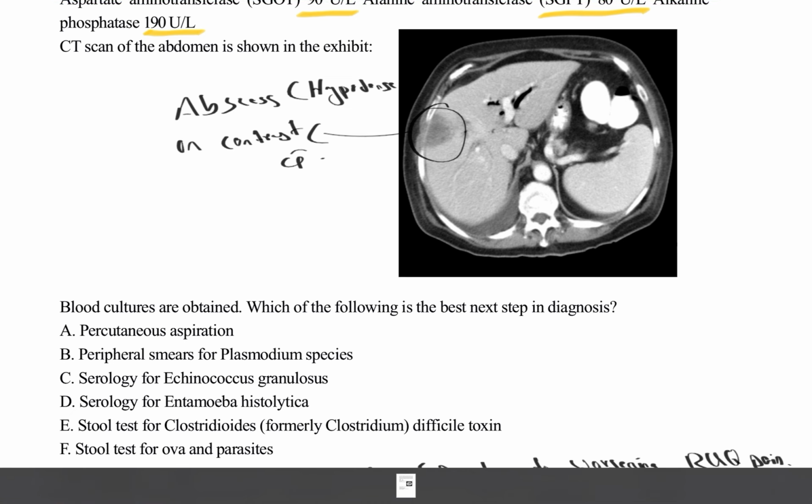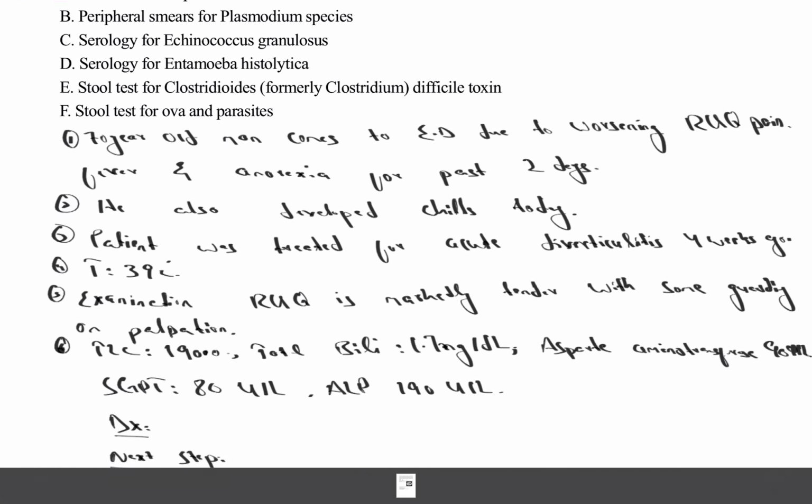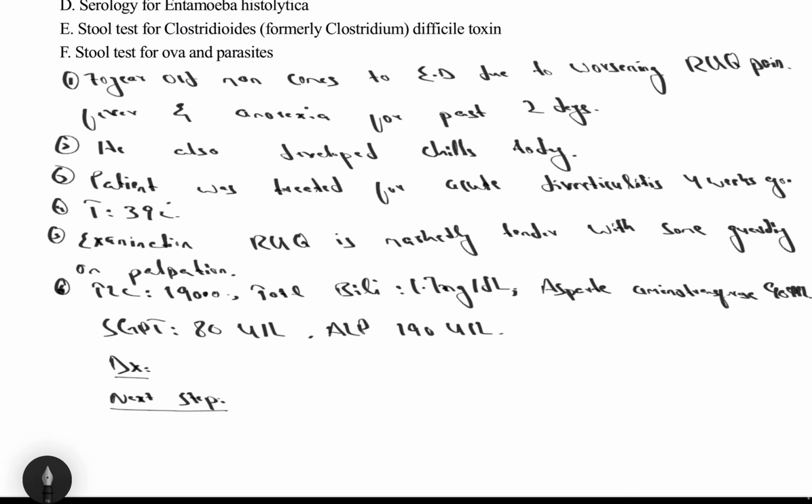So this is the CT scan of this patient, which shows that there is an abscess which is hypodense on contrast. The blood cultures are obtained. Which of the following is the best next step in diagnosis of this patient?